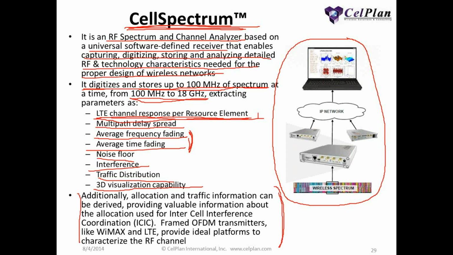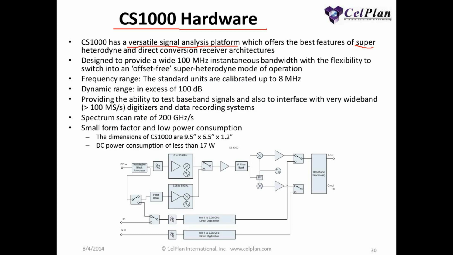So how did we go about the hardware of this equipment? Well, we are using a very versatile signal analyzing platform that uses the best of a super heterodyne and a direct conversion receiver architecture. So it's a very flexible architecture where we can switch between different receivers, and we are able to provide a very wide 100 megahertz instantaneous bandwidth.